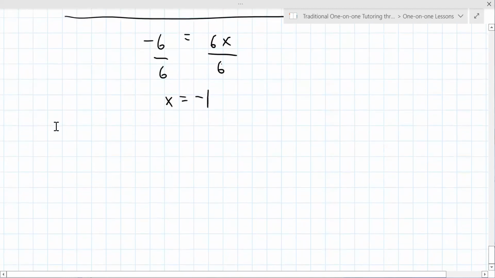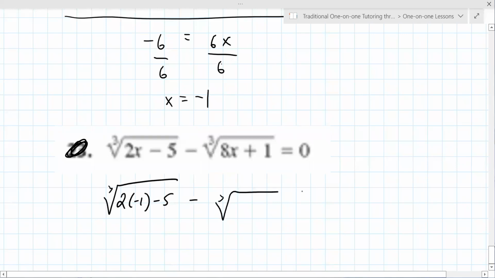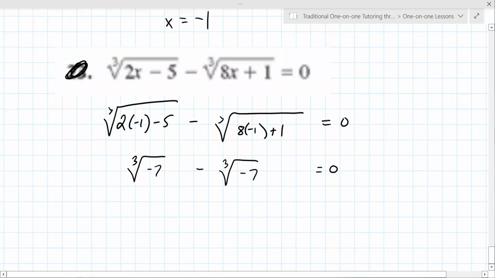So let's do a quick check on this one. All right, so you've got to try that. 2 times -1 minus 5, cube root of that, minus cube root of 8 times -1 plus 1. Okay, so the one on the left here becomes the cube root of -7. The one on the right is also the cube root of -7. We don't need to know what it is. We just need to know that they are the same. And so, yes, it works.